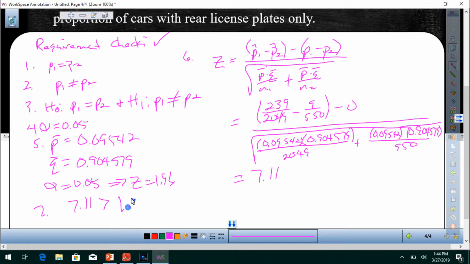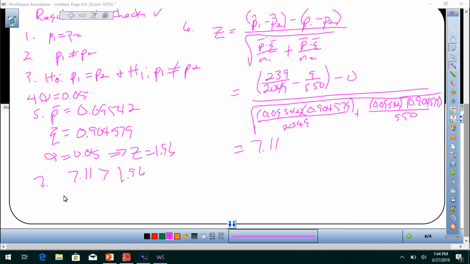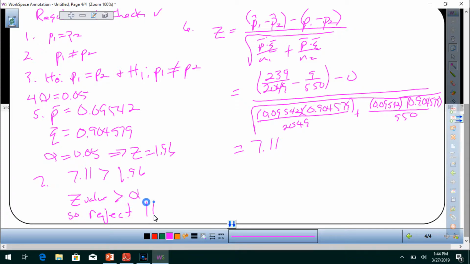So what we're saying here is, the Z value 7.11 is greater than the critical value 1.96. So reject the null hypothesis, and then 8, write a statement like we did just a minute ago. Okay? And that's the critical value.